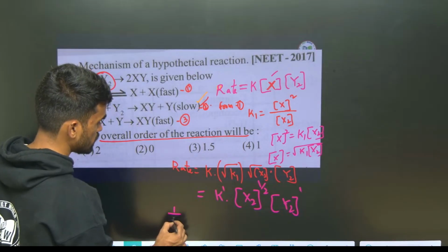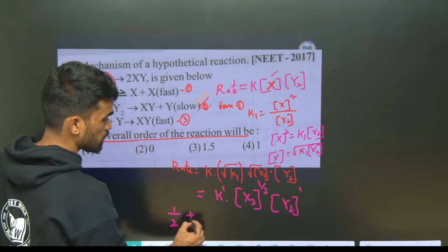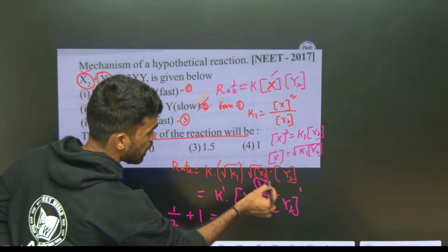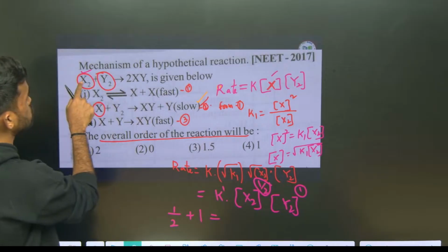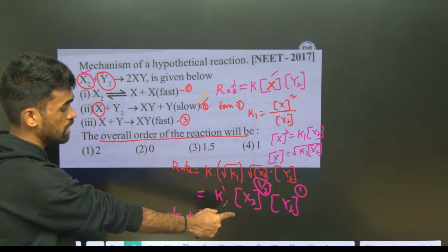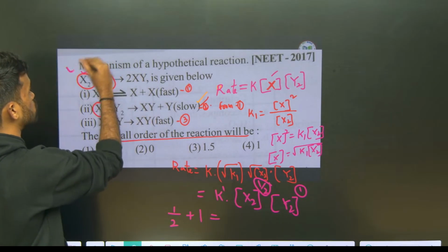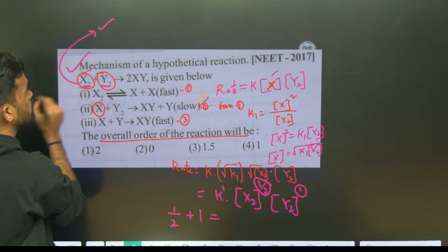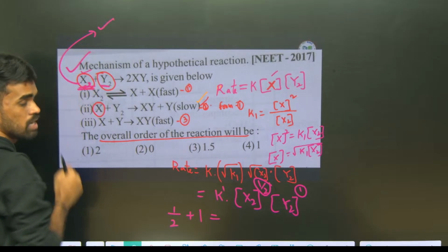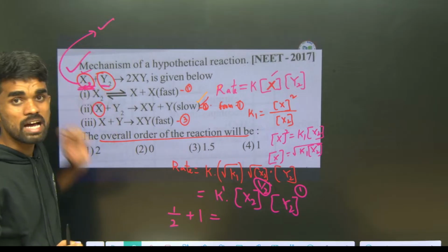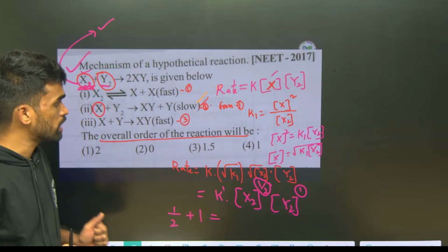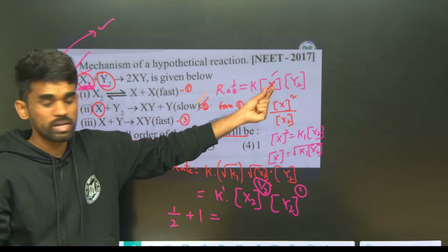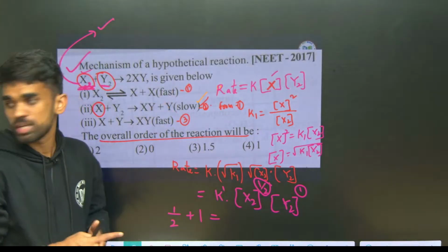So with respect to X2 it is half, with respect to Y2 it is 1. So overall order will be what? These are the individual orders we have for reactants X2 and Y2. This is the actual rate law we should express for this particular reaction. This is the main reaction now. So these are the starting reactants. We should always express our rate law for these starting reactants only, okay. If any intermediates are involved, they should be eliminated, removed using the other steps, okay.